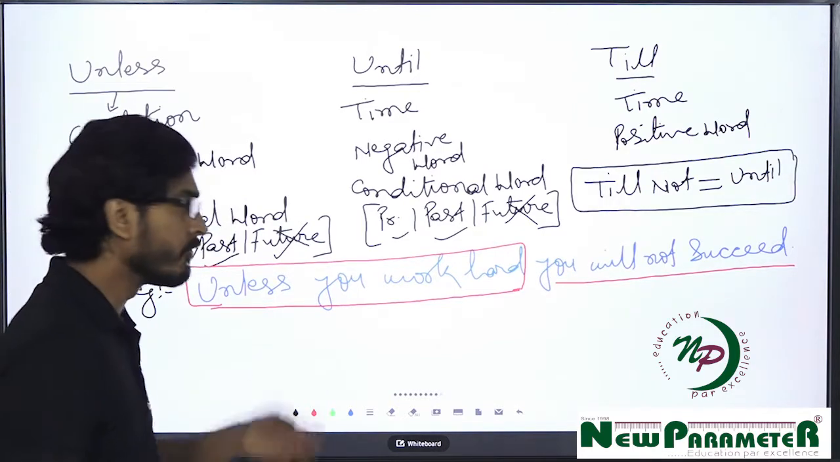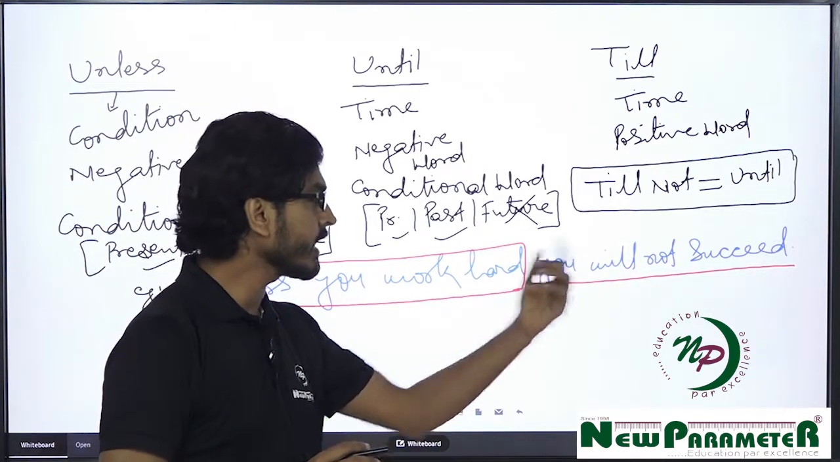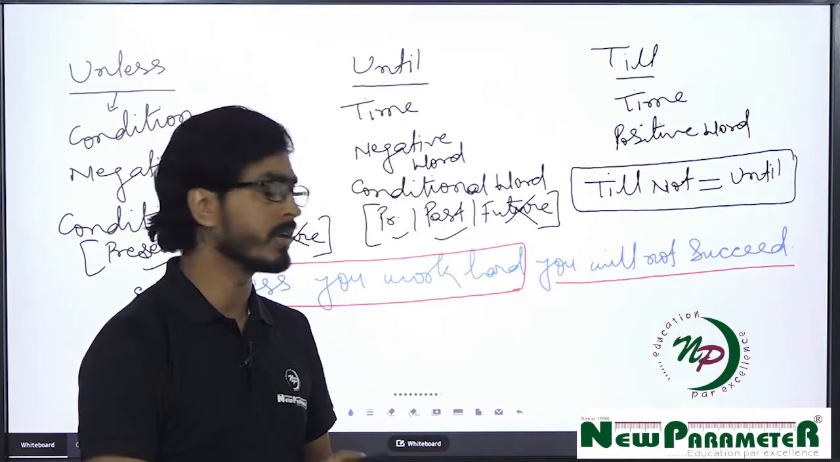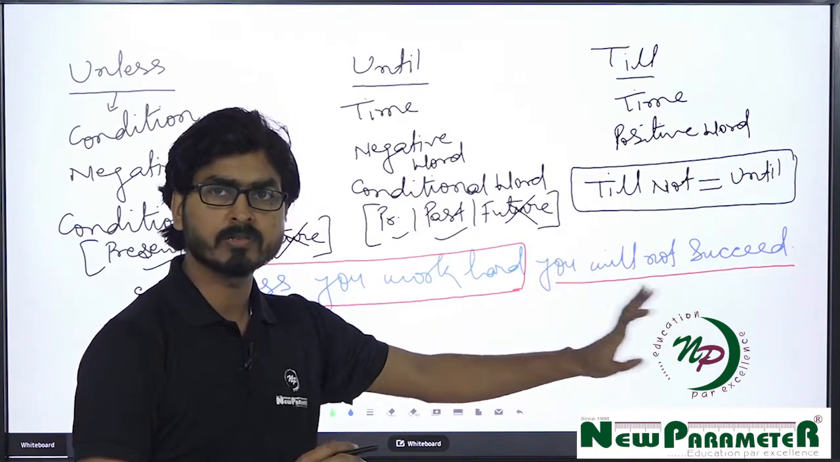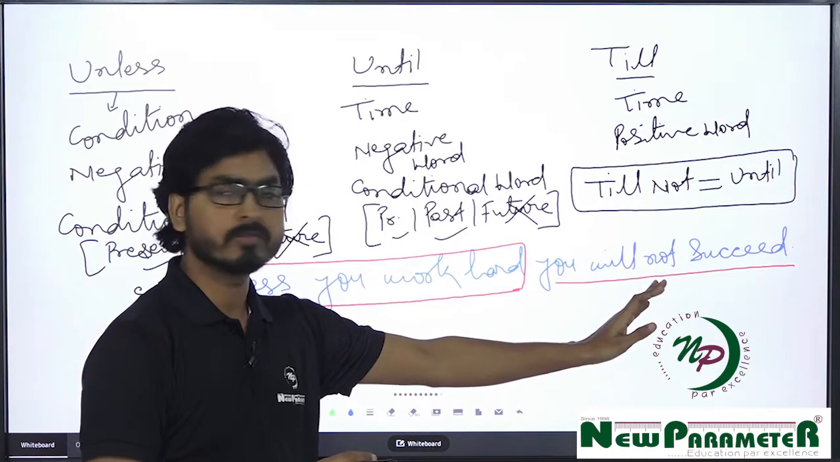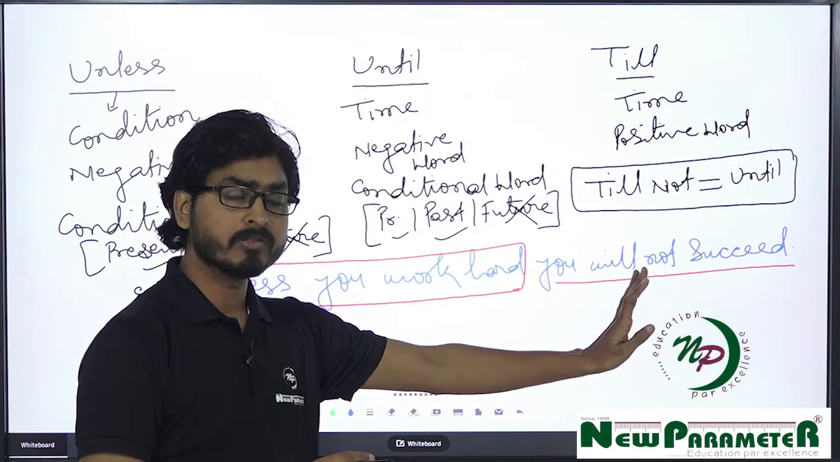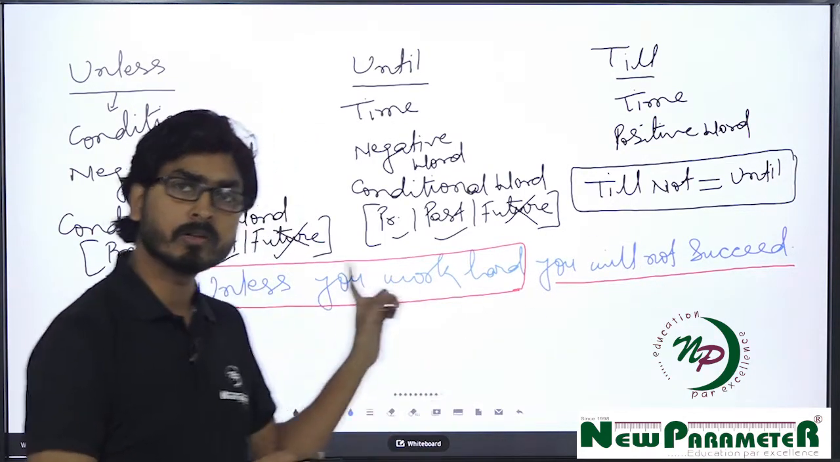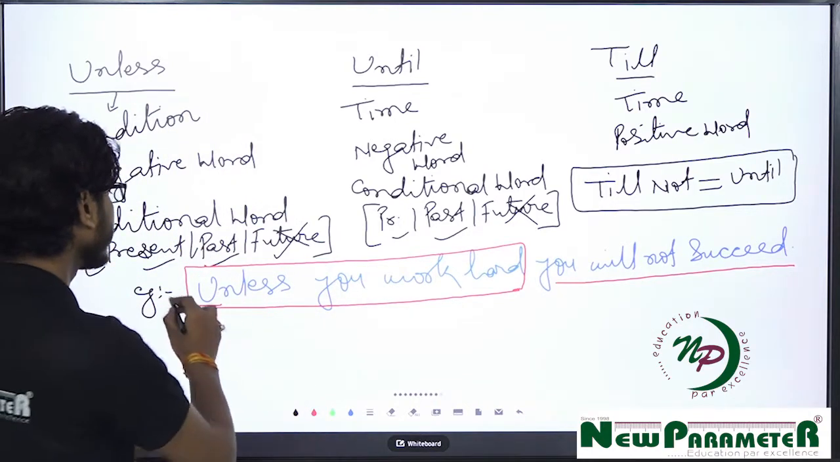Not at all. Whatever we want to use in the next clause, we are free to use. In the next clause, we can use future tense, it's perfectly fine. We can use a negative word, perfectly fine. But there should not be any negative or future tense in the clause of unless. So, this sentence is perfectly fine.